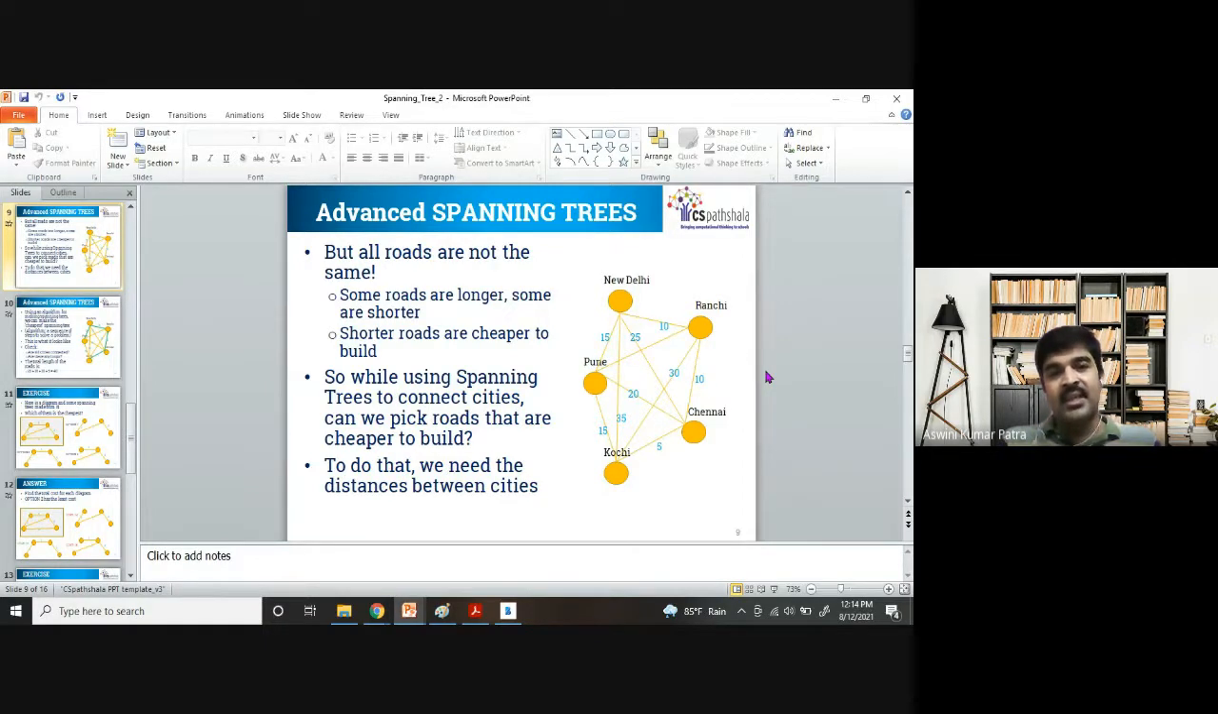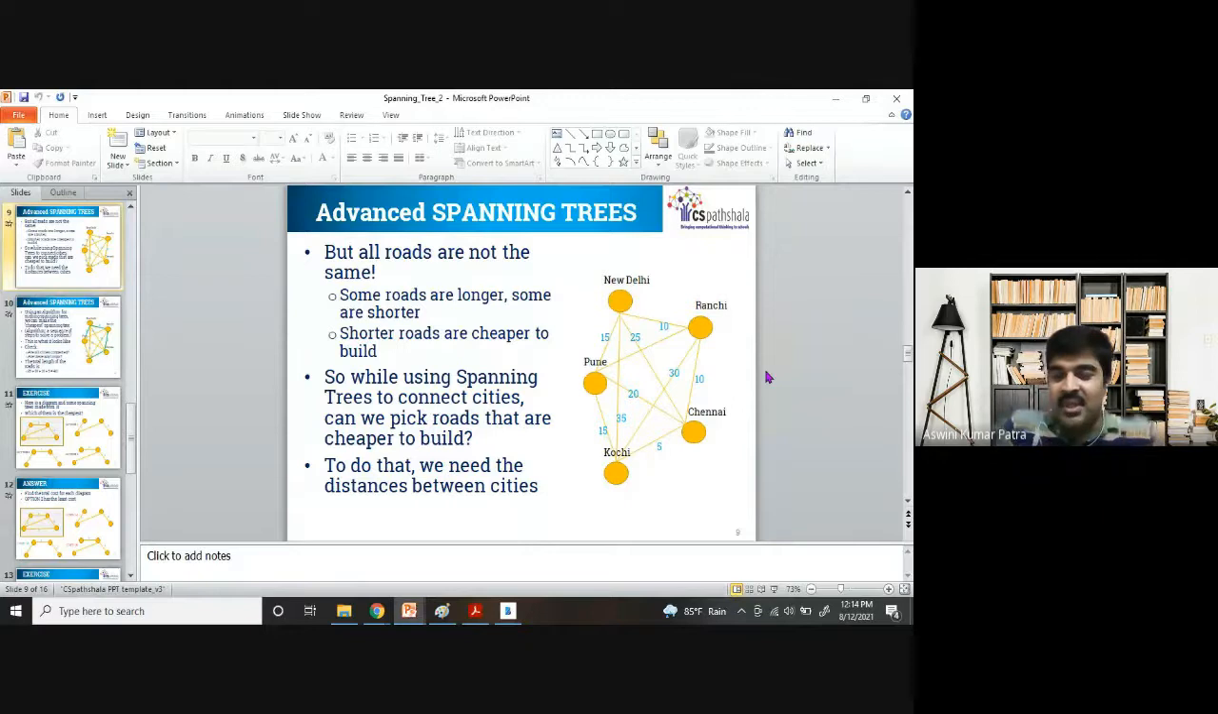It says all roads are not the same. You know, some roads are longer, some are shorter, and shorter roads are cheaper to build. You get the point. See how you could introduce the students one by one, just like a TV serial.